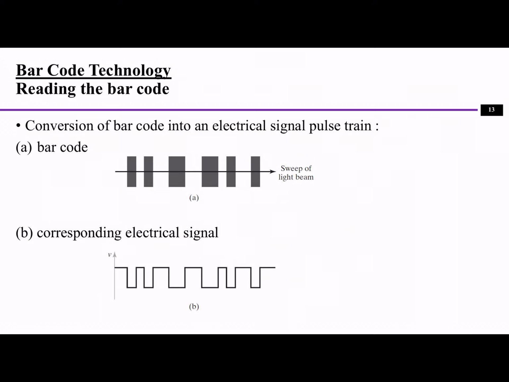All right. So how to read the barcode? You can use a light beam to sweep across it and scan it. And then the code, or the width of the bars, can actually be converted into an electrical signal, so you can tell from the signals, high and low, to read the information.